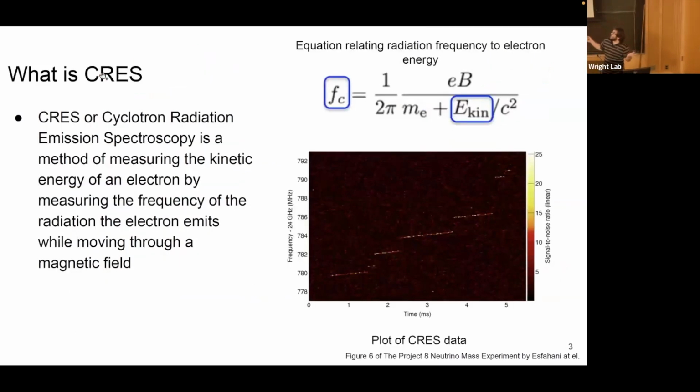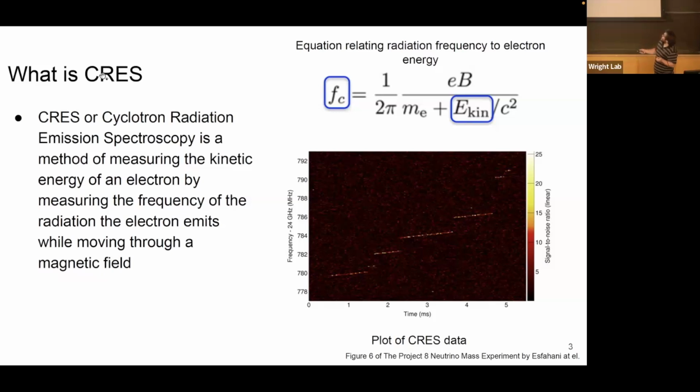So let's start with what is CRES. CRES, or cyclotron radiation emission spectroscopy, is a method where, using a large background magnet, we make an electron undergo cyclotron motion. And once it does cyclotron motion, it will also emit cyclotron radiation. Then we can measure the frequency of that radiation and relate it to its kinetic energy. So here is a plot of CRES data, where this is what we call a chirp.